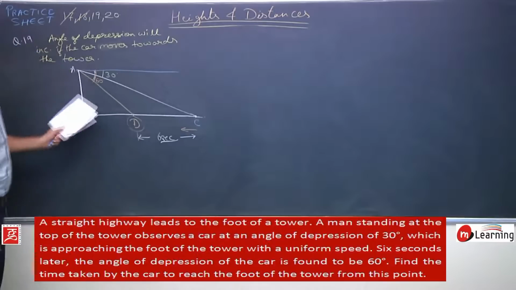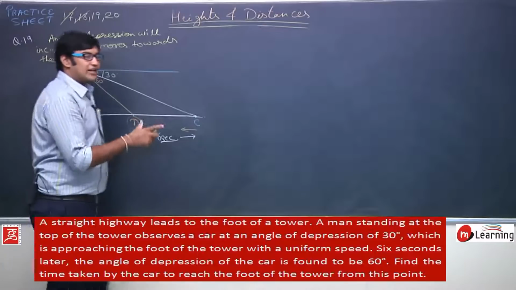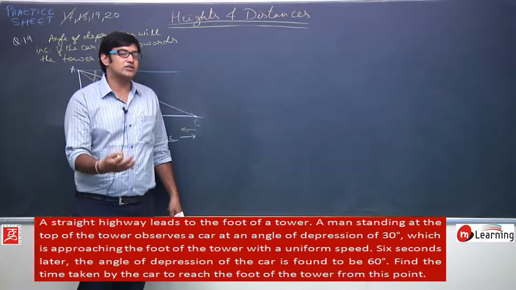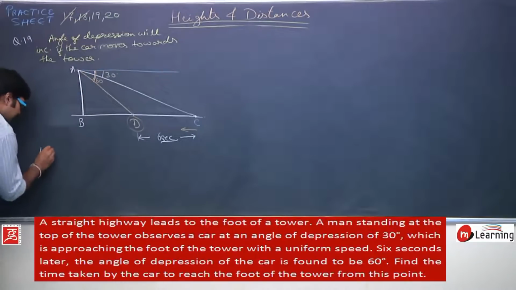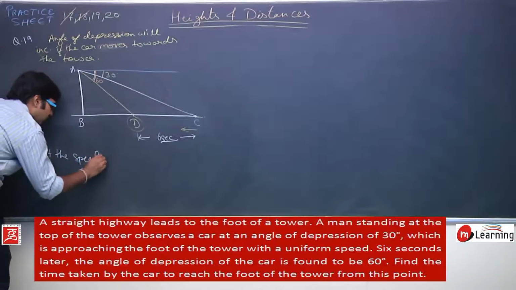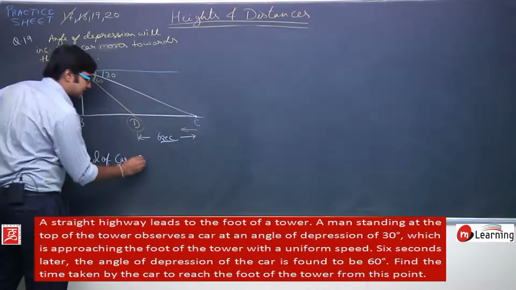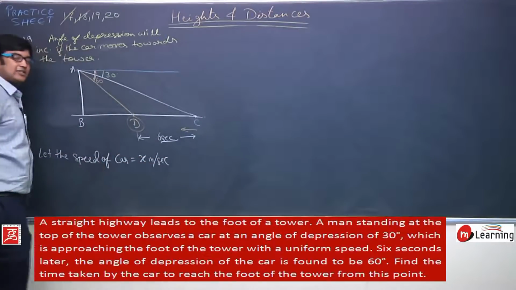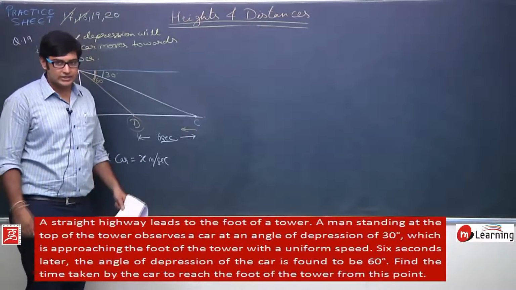So here it says that the car is moving at a uniform speed, that is, the speed by which the car is moving is a constant. So I can say, let the speed of the car be x meters per second. Okay, let us assume the speed of the car is x meters per second because it's a constant.